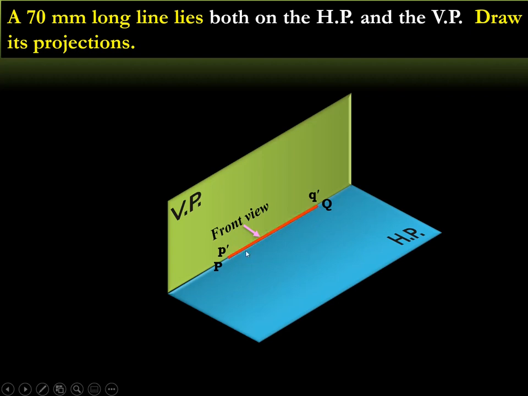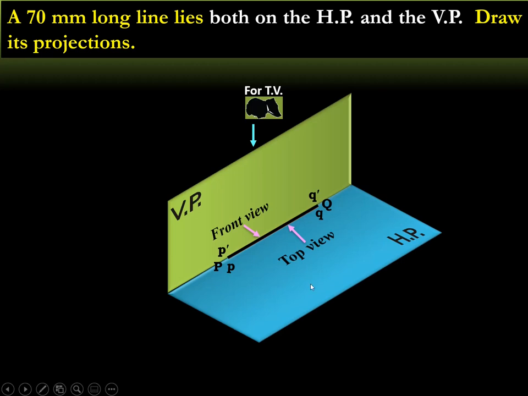To obtain the top view of the line capital PQ, we need to observe the line from the top and the line need to be projected onto the horizontal plane. Since the line is already located on the horizontal plane, we need not project it further and the same line capital PQ will become its top view, and the top view must be denoted using the corresponding lowercase letters PQ.